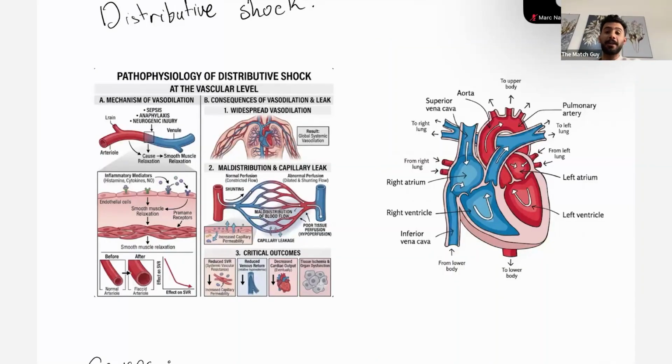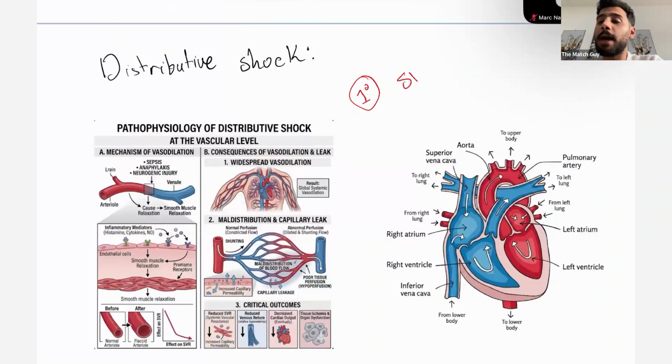Okay, and now we're going to be talking about the last type of shock, which is distributive shock, which is a unique type of shock, different than all of the other ones, because here the problem is not going to be something related to the heart. It is going to be related to the arteries and the vessels. So the main problem in distributive shock, which is going to be unique from all of the other types of shock, is the systemic vascular resistance falling, okay?